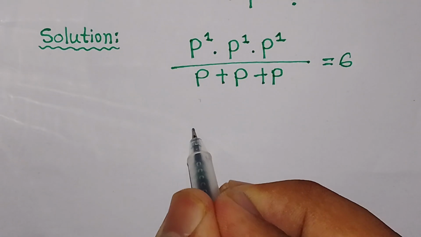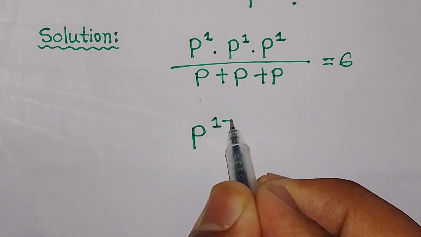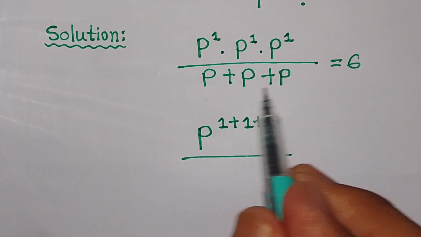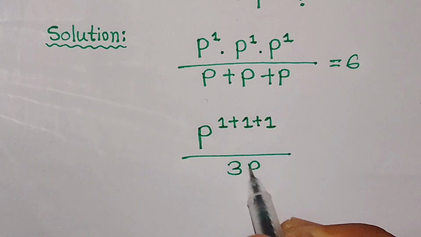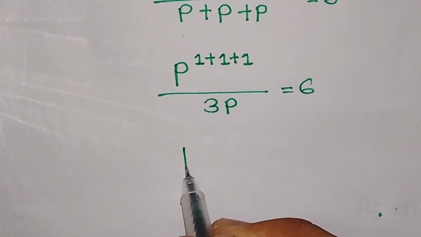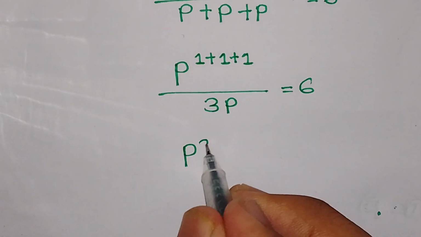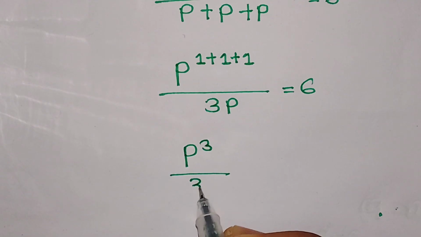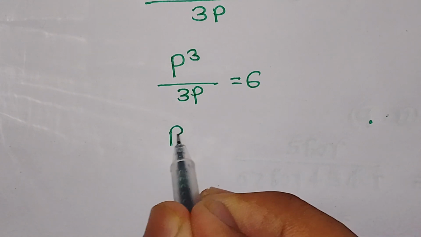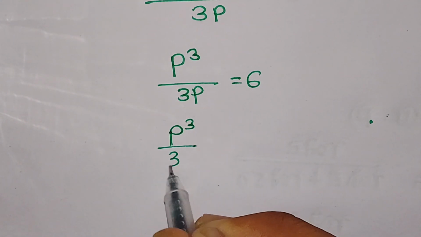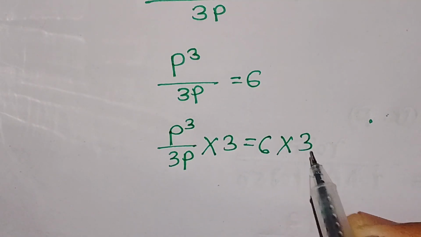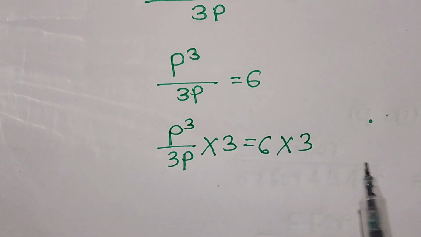After that we can write P to the power 3 divided by 3P equals 6, since 1 plus 1 plus 1 is 3 in the exponent and P plus P plus P is 3P. Then we multiply both sides by 3P: P to the power 3 divided by 3P times 3P equals 6 times 3P.